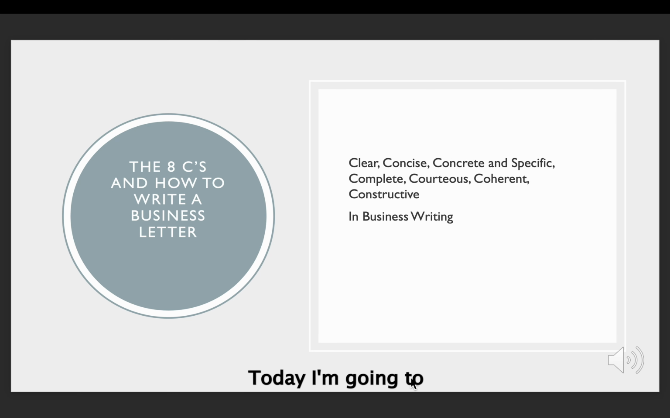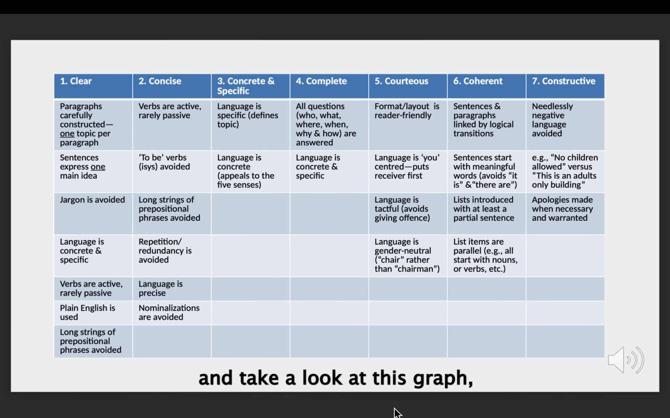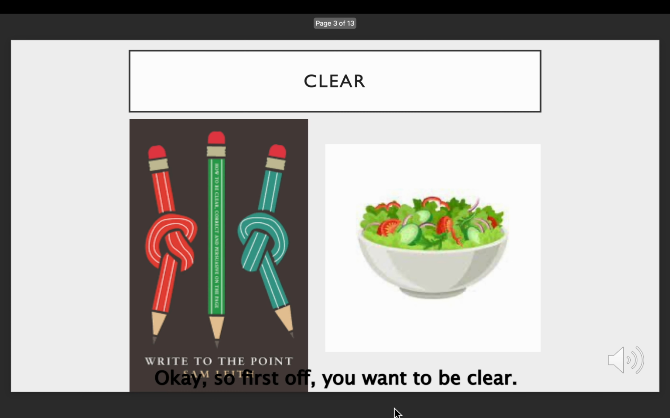Hey everyone, today I'm going to be going over the 8 C's and how to write a business letter. The 8 C's are clear, concise, concrete and specific, complete, courteous, coherent, and constructive. Each slide is going to be a little overview of each of the C's, and some of them will have examples and images that will help you understand the content even more. Feel free to pause and take a look at this graph, which highlights everything you need to know about each of the 7 C's.